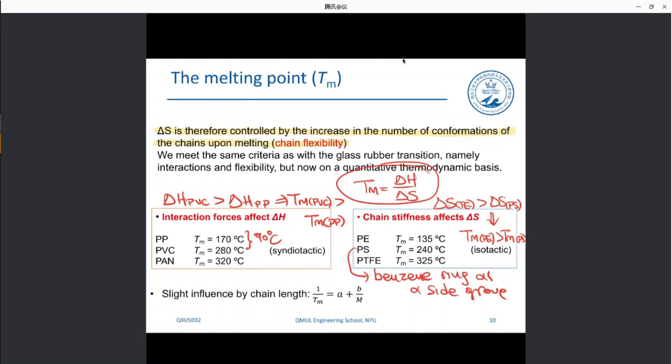It is very simple. There is also a slight influence by the chain length, which is given by this simple empirical equation, where A and B are constants for each polymer. If you need to use this equation, A and B need to be given to you. You shouldn't need to know or remember them. I'm saying here that there is a slight influence by chain length.